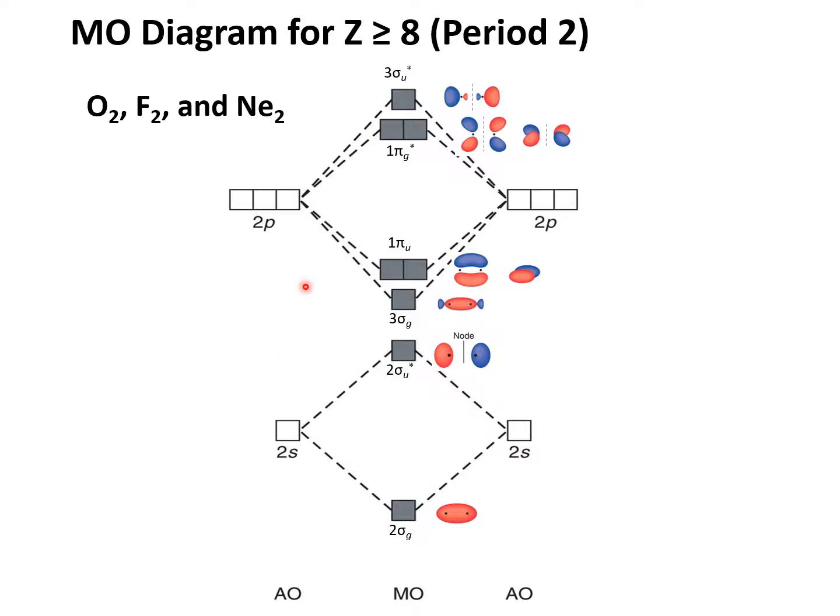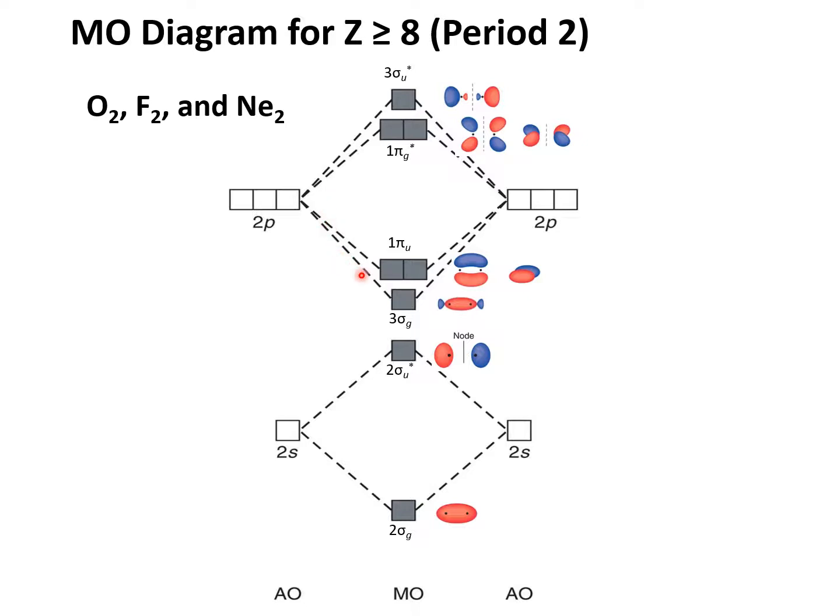Next, we have the bonding molecular orbitals that result from combination of the 2p atomic orbitals. The 3 sigma g bonding MO is shown here and looks like this. This is the lowest energy bonding molecular orbital. It's lower in energy than the pi molecular orbitals because we have much better overlap with sigma bonding than we do with pi bonding, and therefore the 3 sigma g bonding molecular orbital stabilizes the system a lot. However, as a consequence, its corresponding 3 sigma u star antibonding molecular orbital destabilizes the system a lot and is therefore the highest energy antibonding molecular orbital.